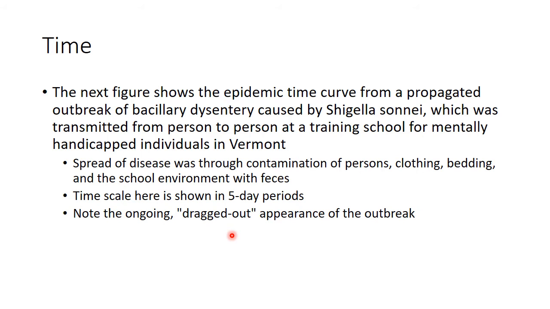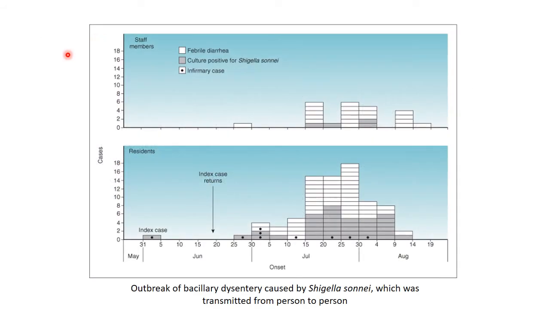You're going to notice here the time scale is much more drawn out into 5-day periods. It has a much more dragged out appearance of the outbreak due to spread from person to person, from person to other fomites, and from fomites back to the people. The graph gets broken up into both staff members and residents. Notice the time frame is in 5-day periods.